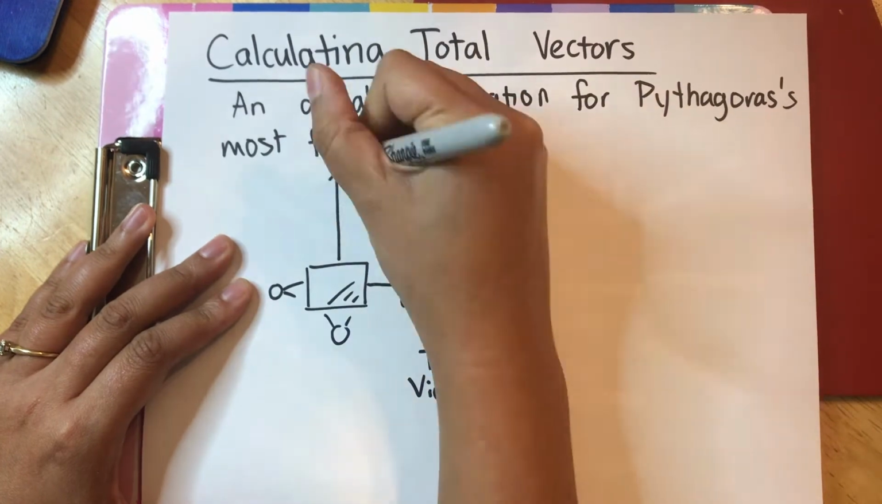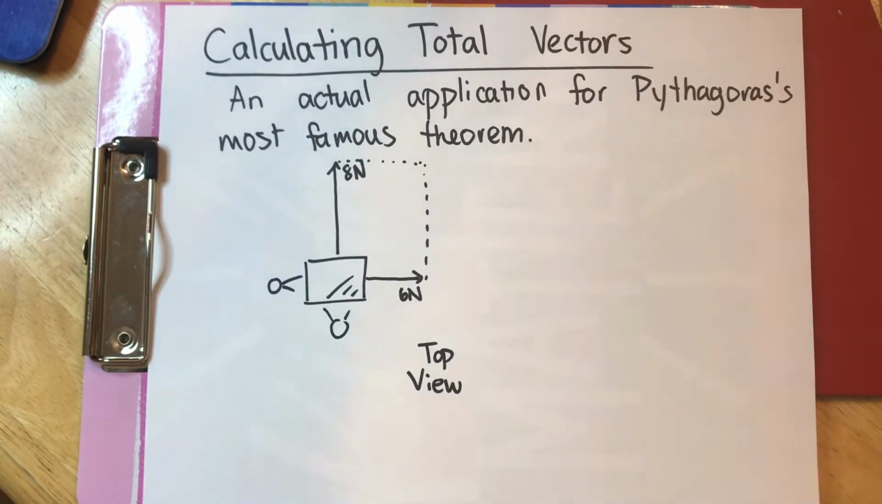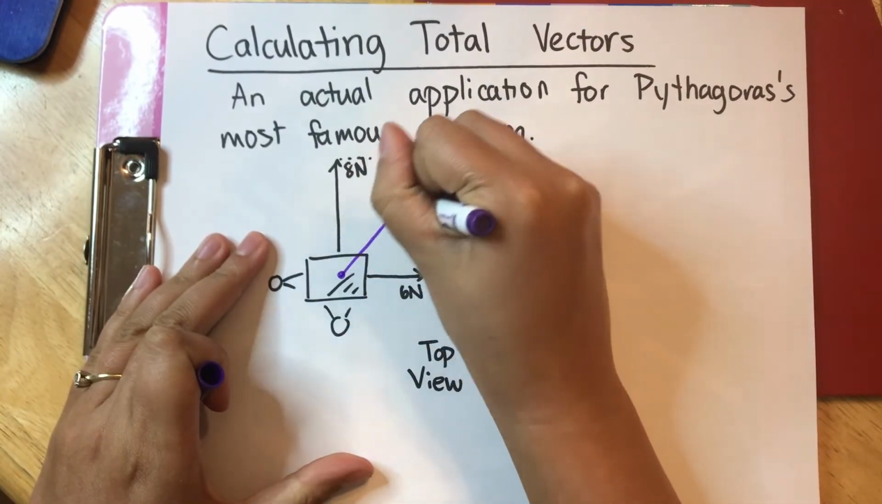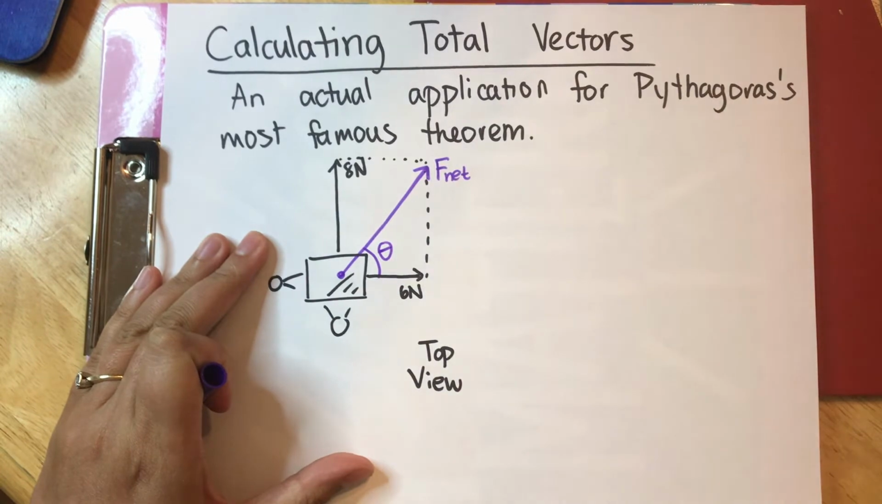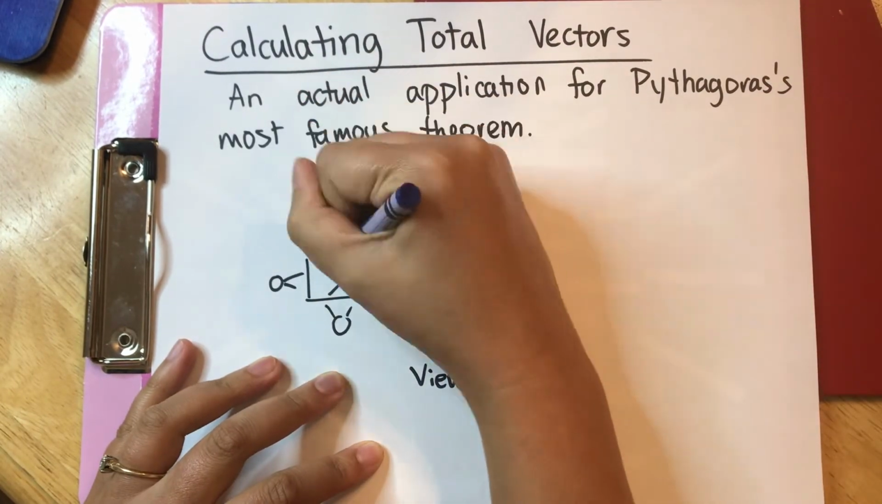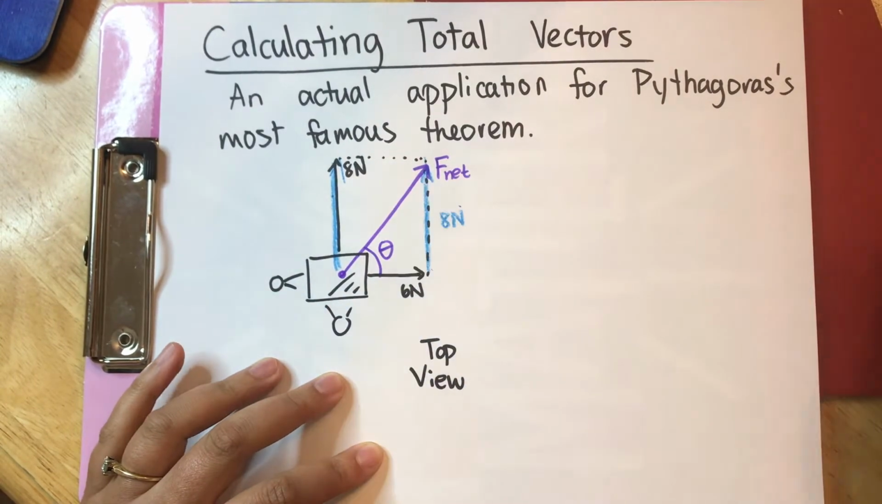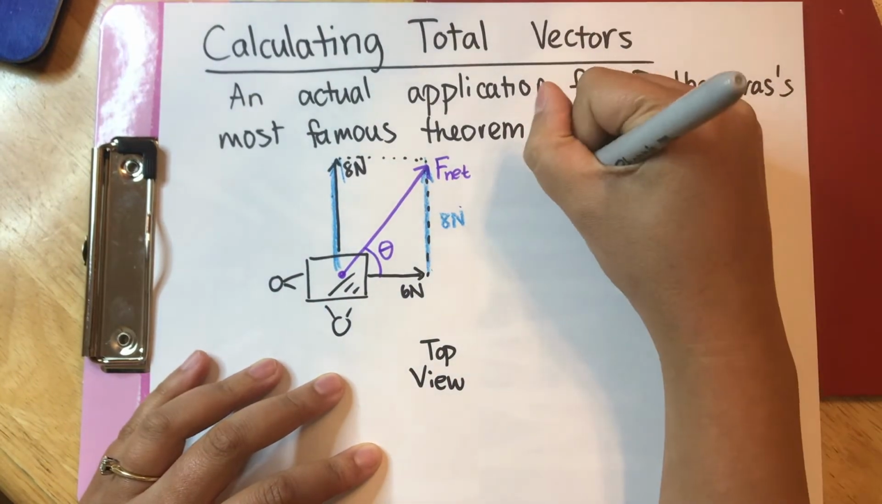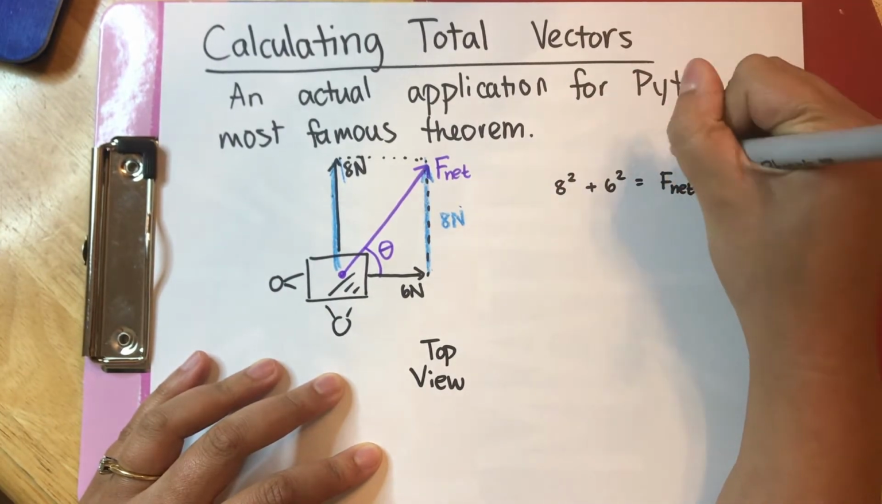Now we can't just add them together. 6 plus 8 does not equal the total force. In fact, the total force is the hypotenuse of this triangle, a triangle with a side of 8 and a side of 6. So to find the net force, I'm going to take a look at this triangle that's formed. Notice that the 8 newtons could be transposed on the left side of the triangle or the right, and it doesn't make a difference.